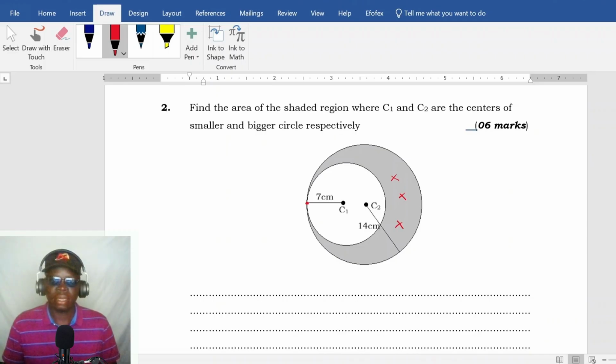I think this one is really easy. The card is 6 marks. If you're a student, what are you waiting for? Just get these 6 marks and relax.